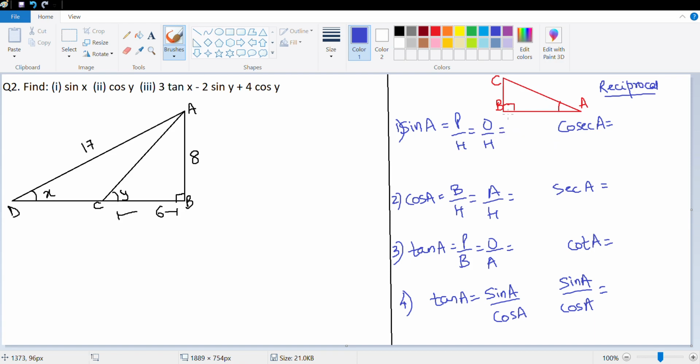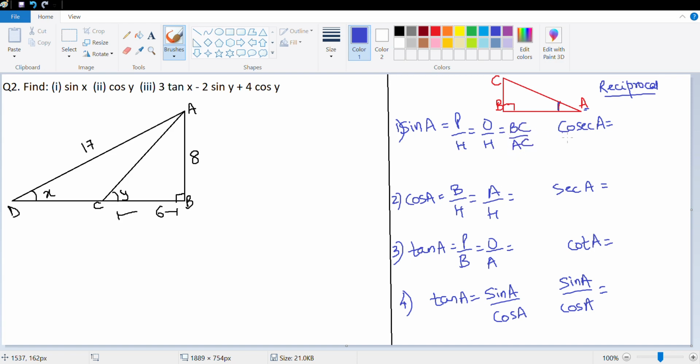We are basically talking about a right angle triangle, and in this case my reference angle is A. The 6 ratios are 3 basic ratios and the reciprocal of them. So for the first one, sin A, it's equal to perpendicular upon hypotenuse, or also known as opposite upon hypotenuse, in this case BC upon AC.